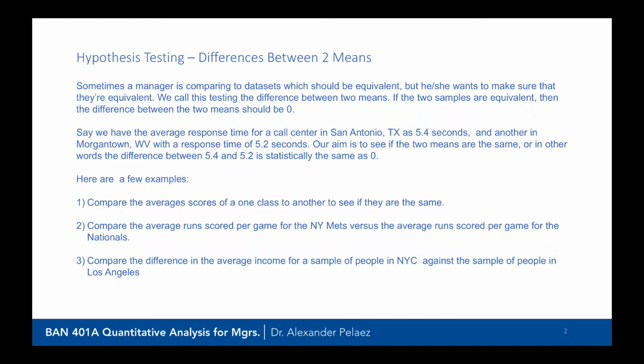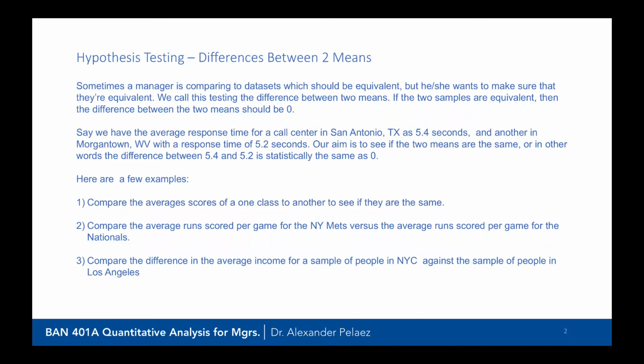If the two samples are equivalent, then the difference between the means should be zero. So let's say we have average response time for a call center in San Antonio is 5.4 seconds, and another in Morgantown, West Virginia with a response time of 5.2 seconds. Our aim is to see if the two means are the same. Or in other words, is the difference between 5.4 and 5.2 statistically the same as zero?